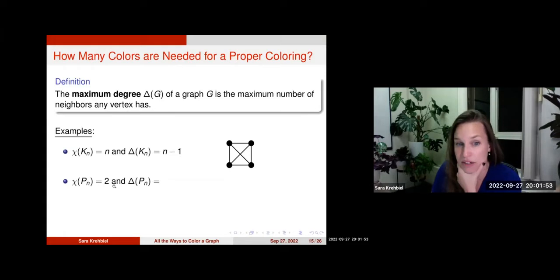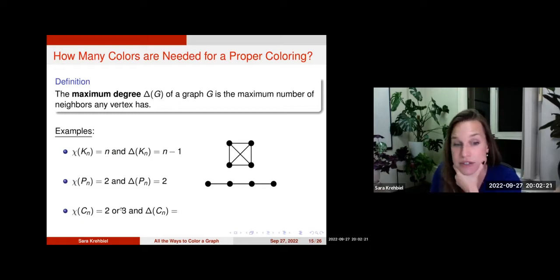So a path can be colored with 2 colors. Now the maximum degree of a path is also 2. The maximum degree of the path is not the degree of every vertex. A path has 2 vertices called leaves. So a leaf in a graph is a vertex that only has 1 neighbor. So the first and the last vertex on this path are leaves, but every other vertex has a neighbor to the left and a neighbor to the right.